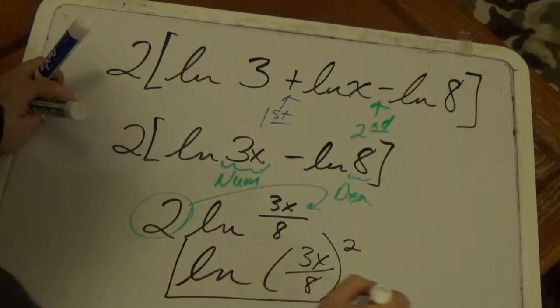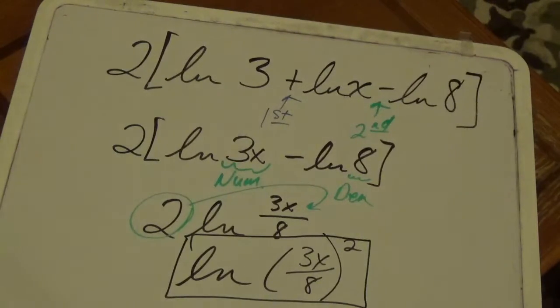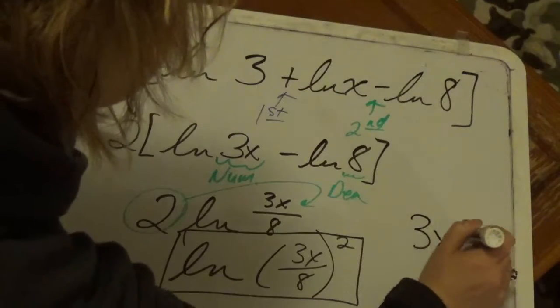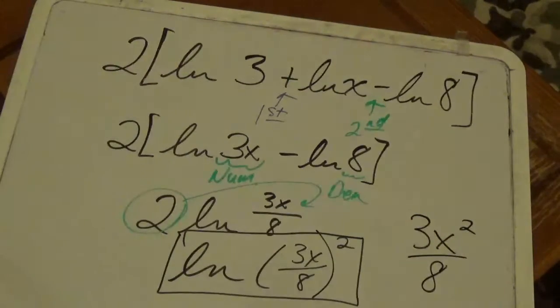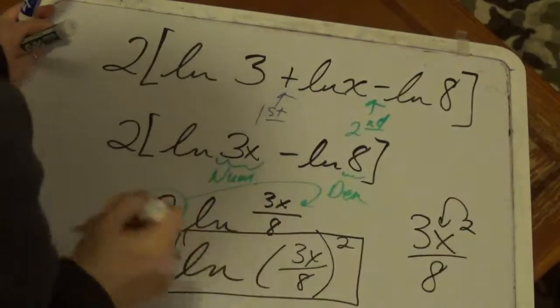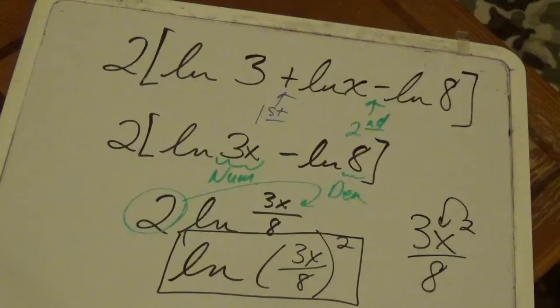Be careful with how you write this. You do have to have parentheses here. Think about it this way. If you were to have 3x squared over 8 like that, what's the squared actually on? It's only on the x if you look at it this way, where here it's on the entire expression of 3x divided by 8.